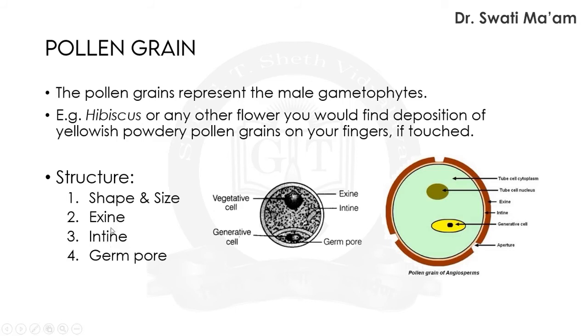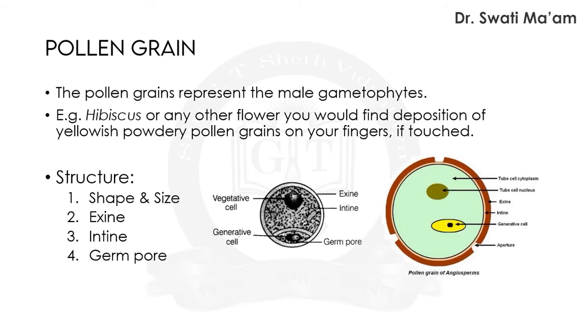Exine is the outer layer, intine is the inner layer. This outer layer is hard and is made up of a special chemical known as sporopollenin, which is one of the most resistant organic materials known. The speciality of this material is that it can withstand high temperature and strong acids as well as alkali. Even no enzyme can degrade this sporopollenin.